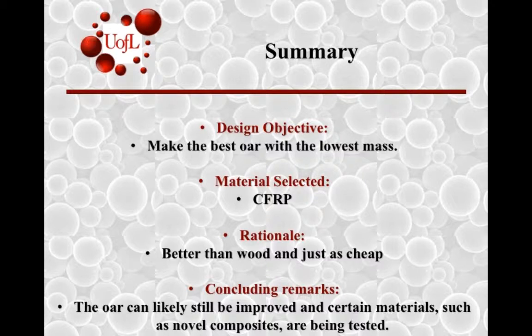So our objective: make the best oar with the lowest mass. We selected carbon fiber reinforced polymers. Our rationale is that they're better than wood, and they're just as cheap. And our concluding remark is that the oar can likely still be improved, and people are testing different materials and trying to figure out new ways to make them. So it's not a solved game. It's not that this is the best way to do it. But for now, this is what we've come up with.